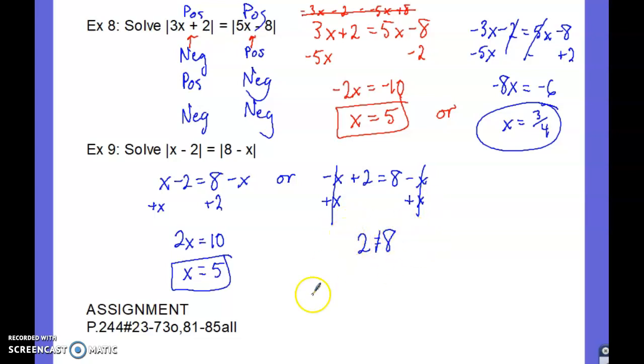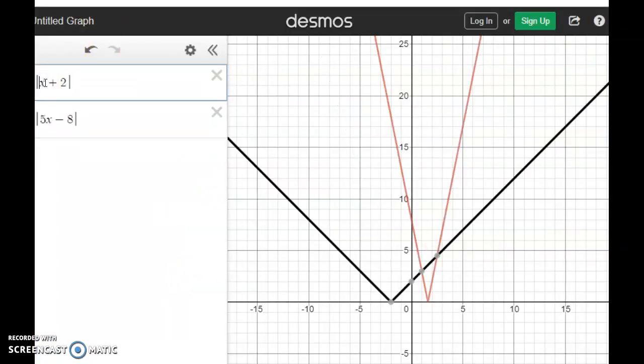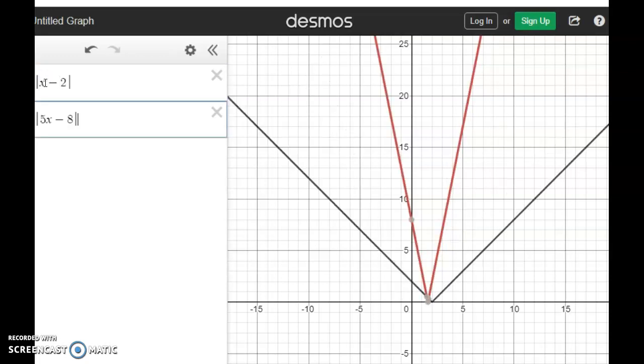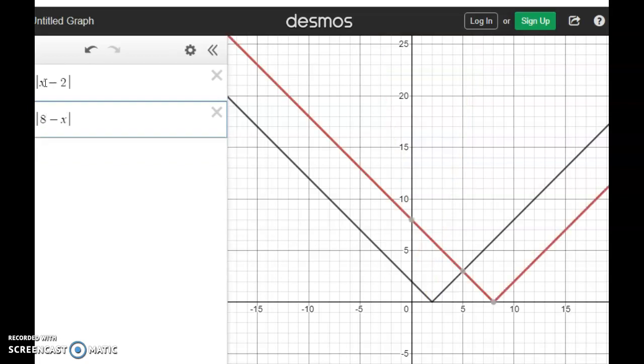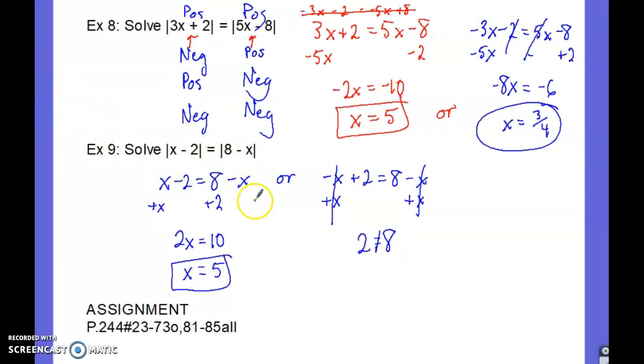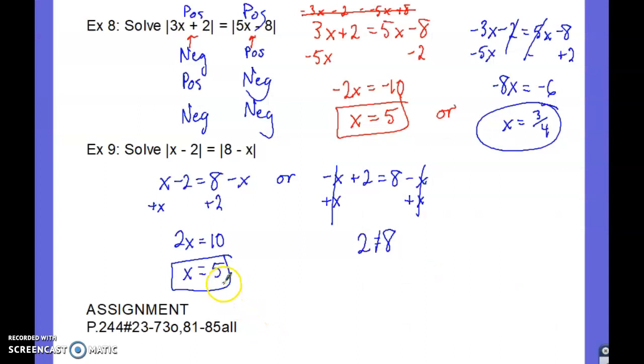So let's look at Desmos again, just to double check that we understand. Absolute value of x minus 2. And then absolute value, I think it was 8 minus x, wasn't it? Let me double check. 8 minus x, yeah. So as you look at the points of intersection at x equals 5, but then it's parallel for everything to the left of that, and it's parallel for everything to the right. So x equals 5 is the only answer.